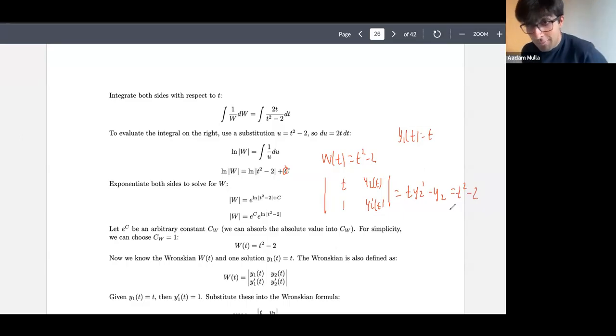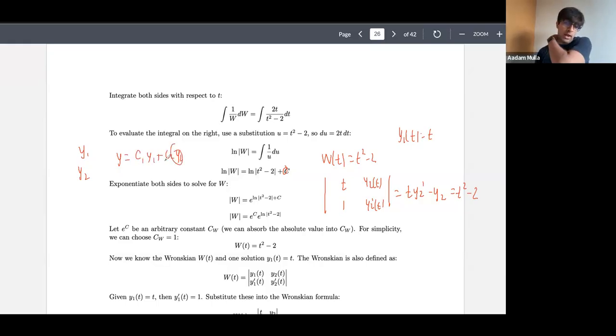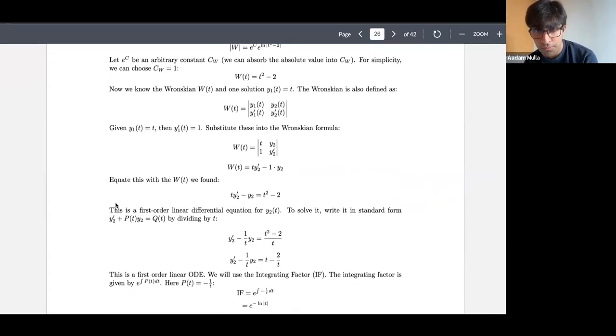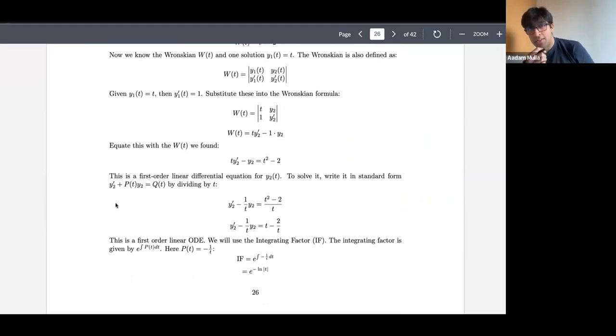Okay, almost there. Now, again, the goal is to solve for y2, right? We know y1. We want to find y2, so we can find the general solution. And the general solution is going to be some constant times y1 plus some constant times y2. So we really have to figure out what y2 is. So how can we figure out y2 from here? This is another first order differential equation, and it doesn't look to be separable, right? I don't think we can split cleanly. I think it's going to be an integrating factor. Let's see what the notes say. Yeah, it's going to be an integrating factor, right?